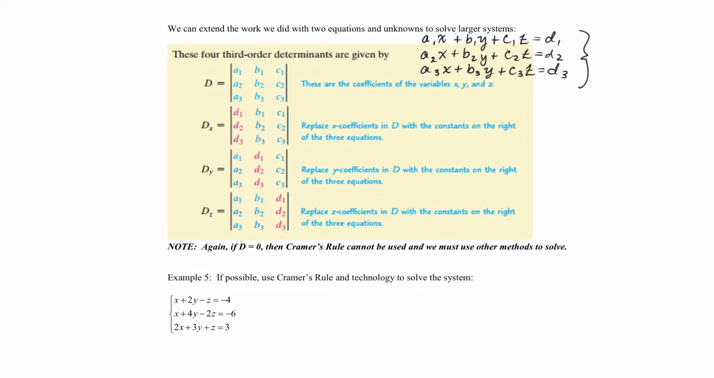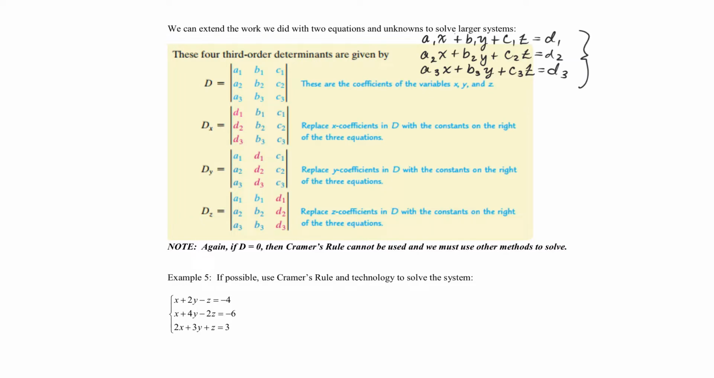Now you can use the methods that we developed in section 5.1, the substitution and the addition method, in order to solve a system that's larger than a 2 by 2. This would be three equations and 3 unknowns, right? You can do it. It's a lot of work, but we can extend the work we did with the 2 equations and 2 unknowns to solve them using Cramer's rule in much the same way.